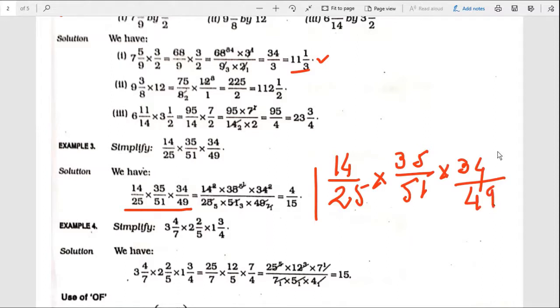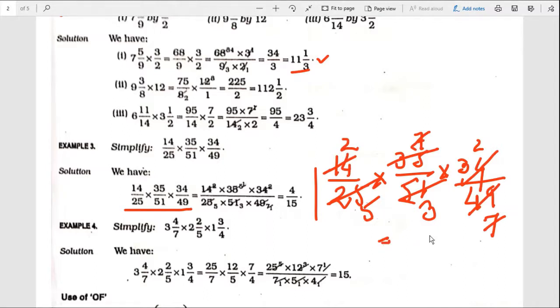In table 17, 17 twos are 34 and 17 threes are 51. In table 5, 5 fives are 25 and 5 sevens are 35. In table 7, 7 sevens are 49 and 7 twos are 14. Left, the answer is 2 twos are 4 and 3 fives are 15. Here you will see 4 by 15, the simplification.